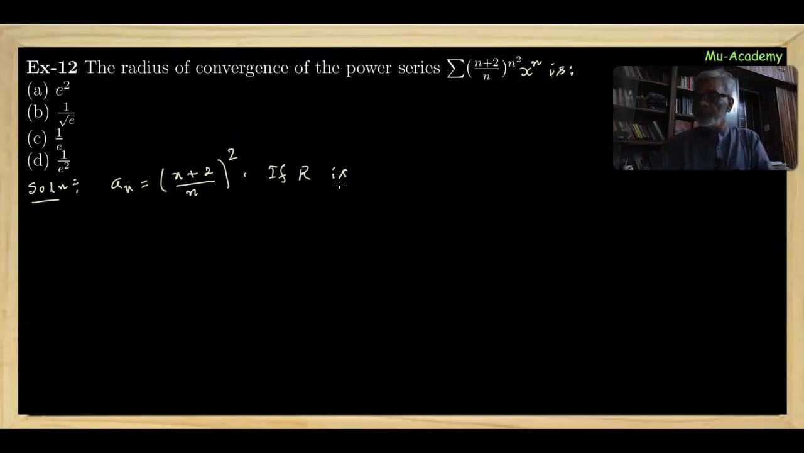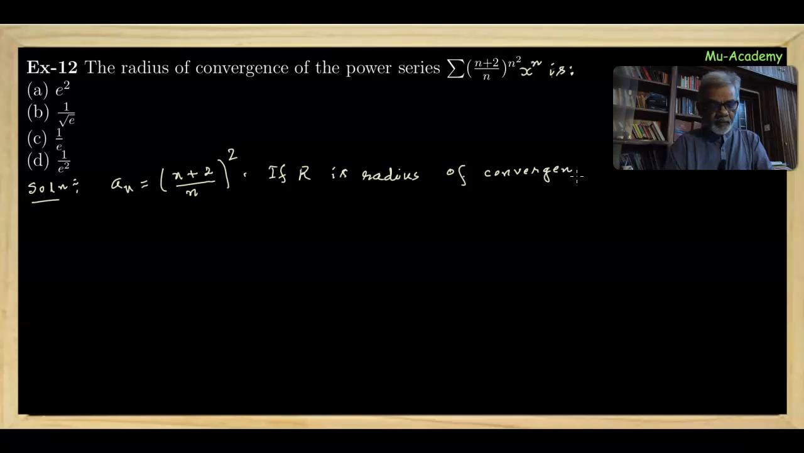the radius of convergence of the series, then it is defined in terms of the reciprocal of r, that is 1 by r equal to limit of modulus of a_n raised to 1 by n as n tends to infinity.